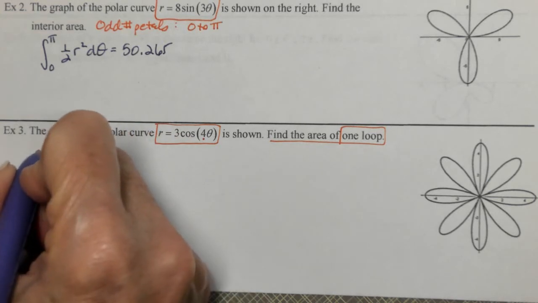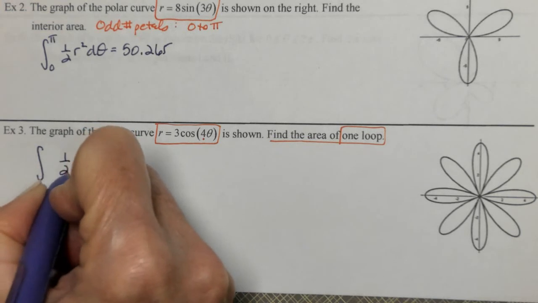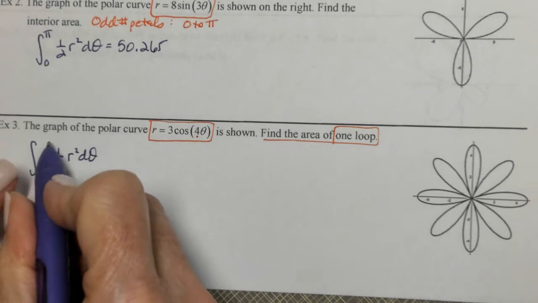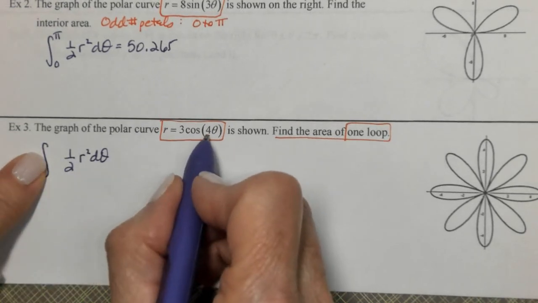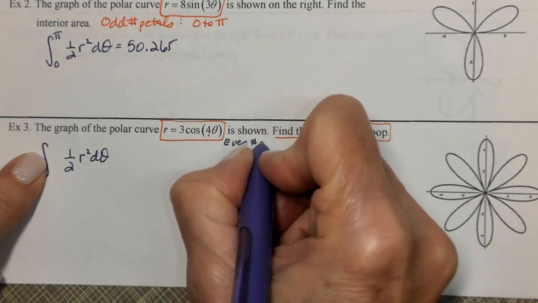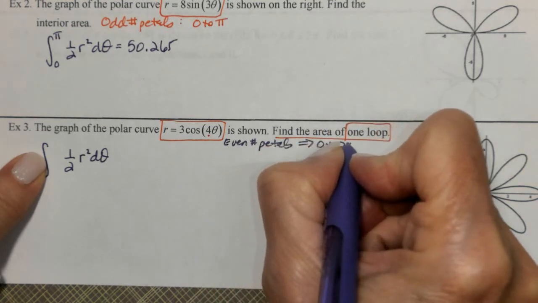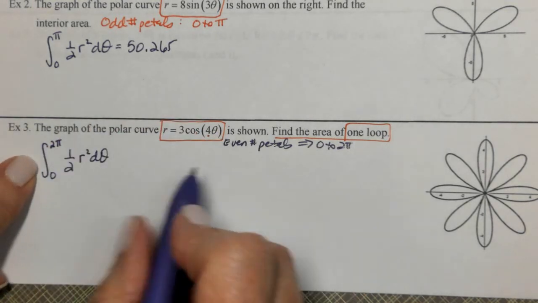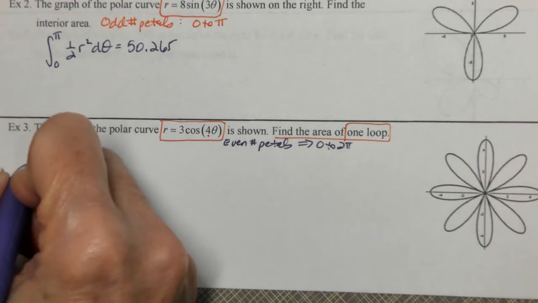So the area of the whole thing would be integral 1/2 r squared d theta. That's the area of the whole thing as long as we get the boundaries correct. So for an even number of petals, we do need 0 to 2 pi. So 0 to 2 pi. And then that would give us the whole flower, the whole rose, and we want 1/8 of that.